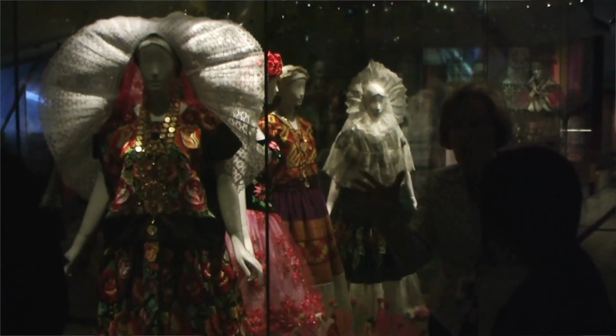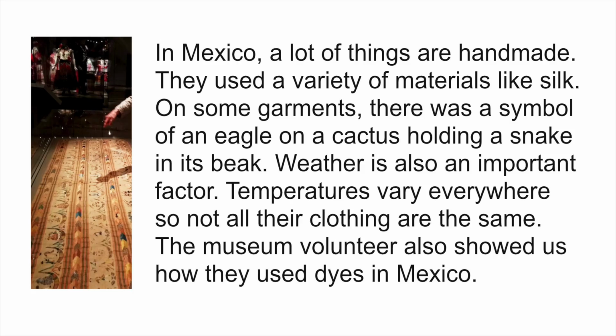Here is a part of the first draft of the story. In Mexico, a lot of things are handmade. They use a variety of materials like silk. On some garments, there was a symbol of an eagle on a cactus holding a snake in its beak. Weather is also an important factor. Temperatures vary everywhere, so not all their clothing are the same. The museum volunteer also showed us how they use dyes in Mexico.